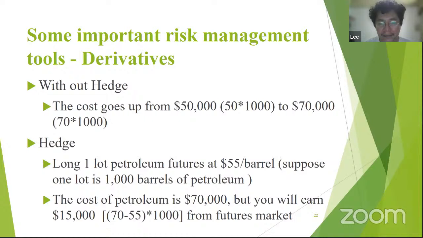So you have to pay $70,000 to purchase the petroleum. But you will earn $15,000 from the futures market because you bought at $55 per barrel, and now it is worth about $70. So when you offset the contract, you will earn $15,000 from the futures market. So in total, your cost is $55,000.